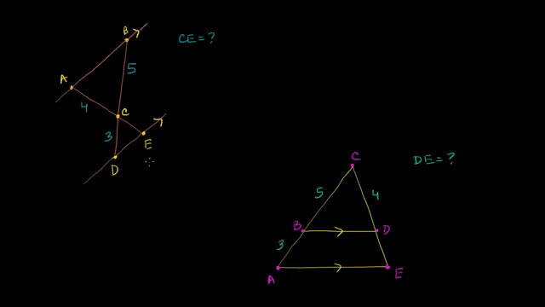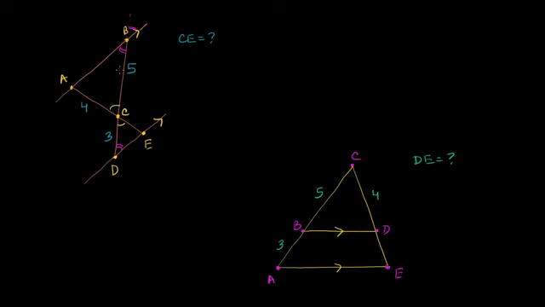The first thing that might jump out at you is that this angle and this angle are vertical angles, so they are going to be congruent. The other thing is that angle CDE is an alternate interior angle with CBA. We have this transversal right over here, and these are alternate interior angles, so they are going to be congruent. Or you could say that if you continue this transversal, you would have a corresponding angle with CDE right up here, and that this one's just vertical. Either way, this angle and this angle are going to be congruent.